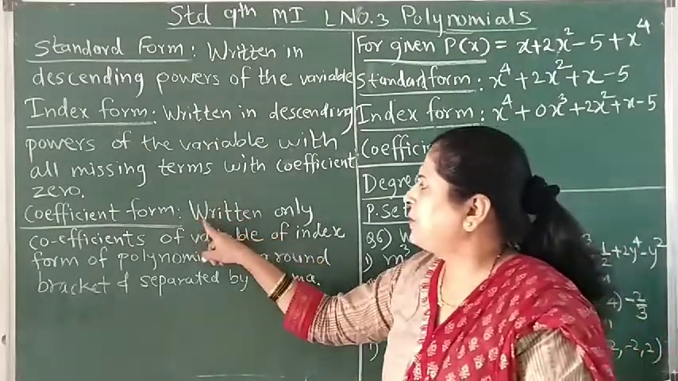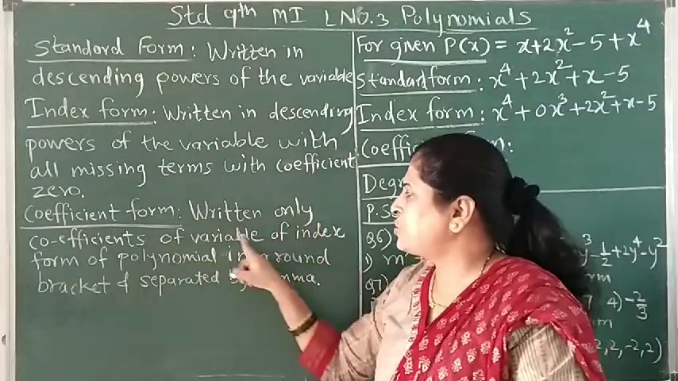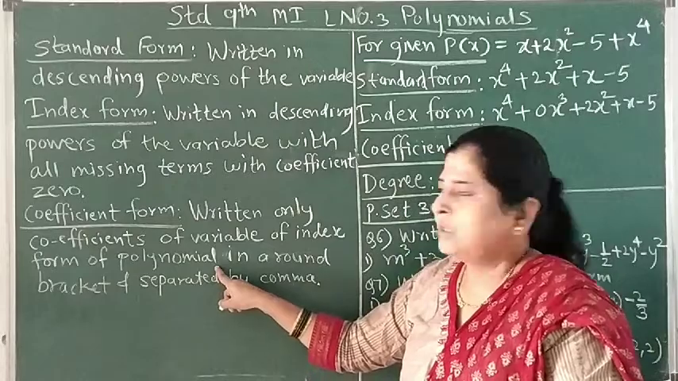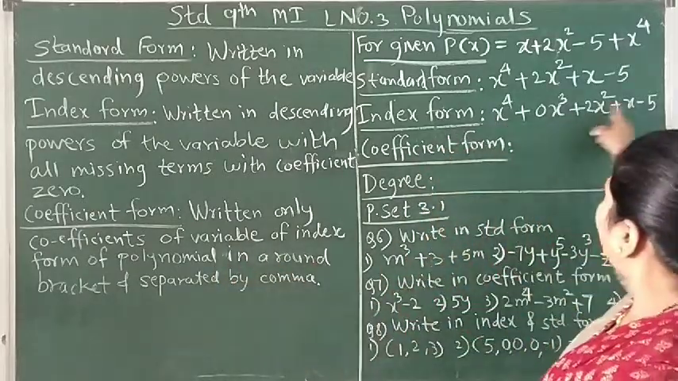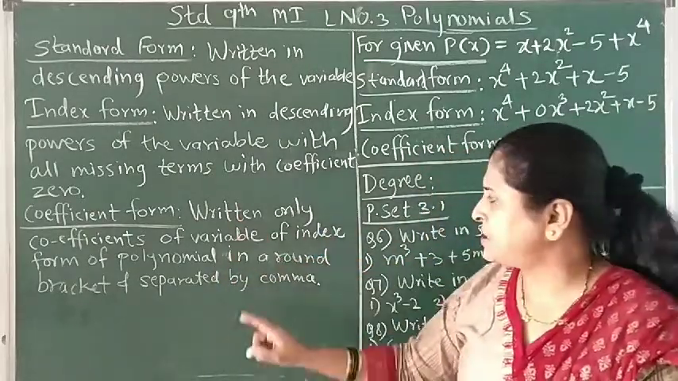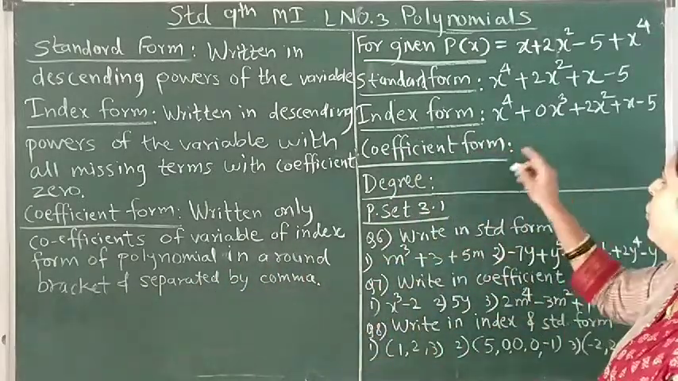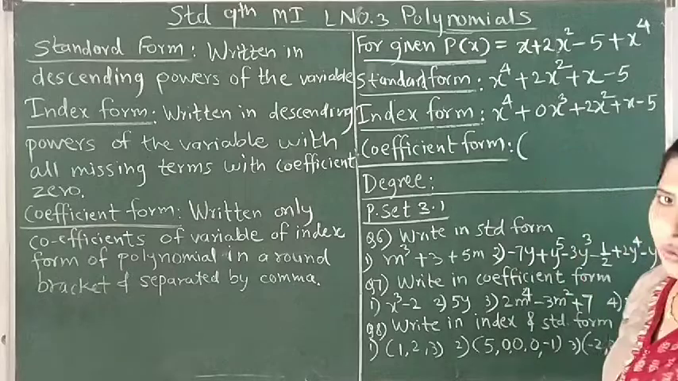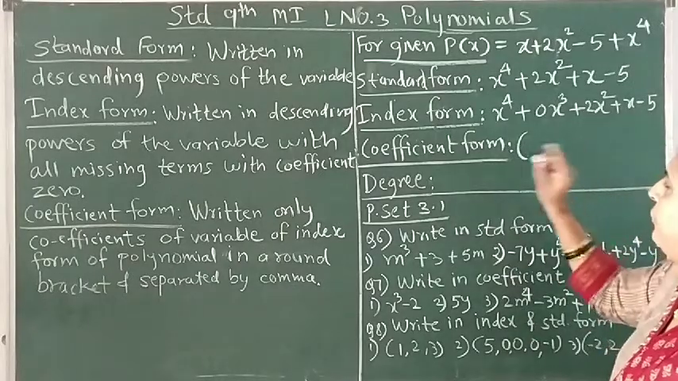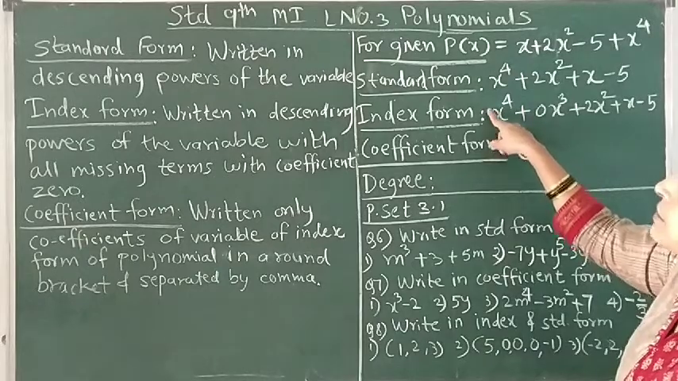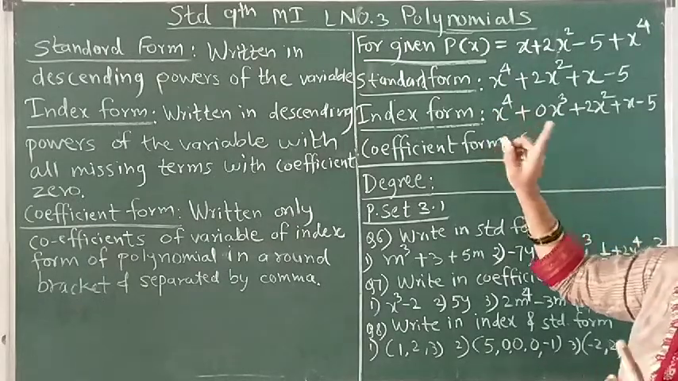Coefficient form is written with only the coefficients of the variables of the index form of the polynomial. Whatever we have in the index form, we write its coefficients in a round bracket, separated by commas. So the coefficient form is written in the round bracket. We write only coefficients. What is the coefficient of x to the 4? There is no number, which means here it is 1. It is present, but one time.